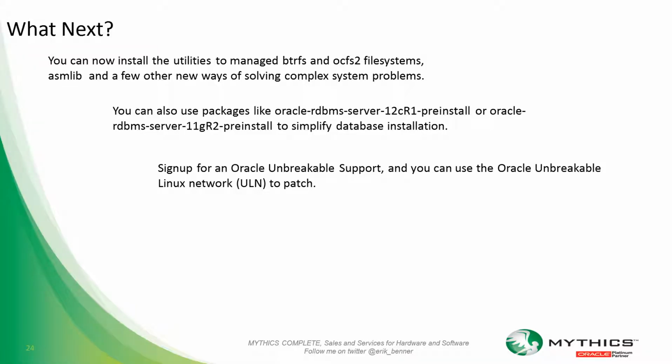What's next is always the question. The UEK kernel has some neat things in it. It has the OCFS2 file system. It also has the BTRFS file system. For those of you that might have been doing a lot of work with Solaris, you'll be familiar with the ZFS file system. BTRFS is similar to ZFS. It just runs under Linux.